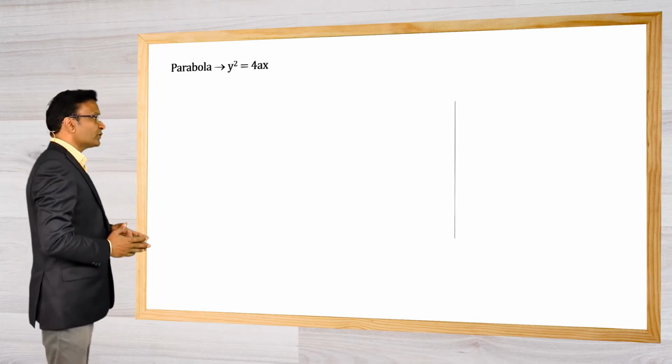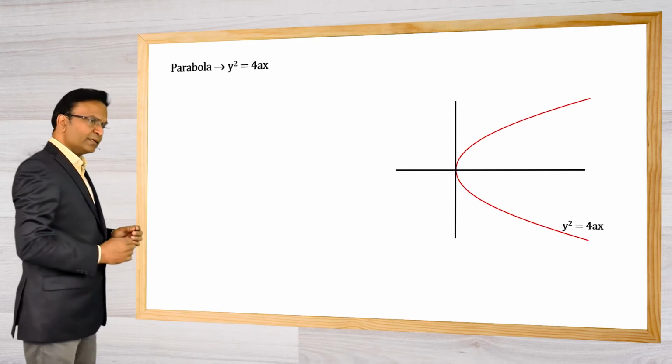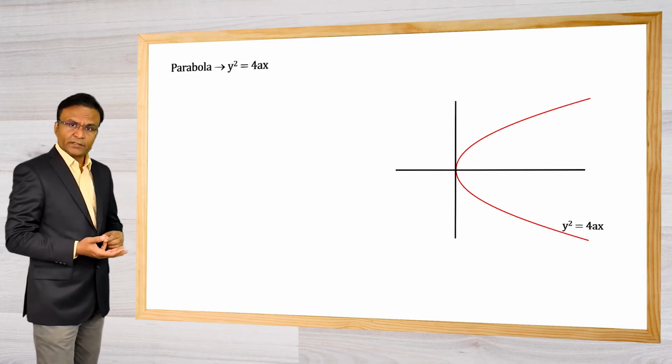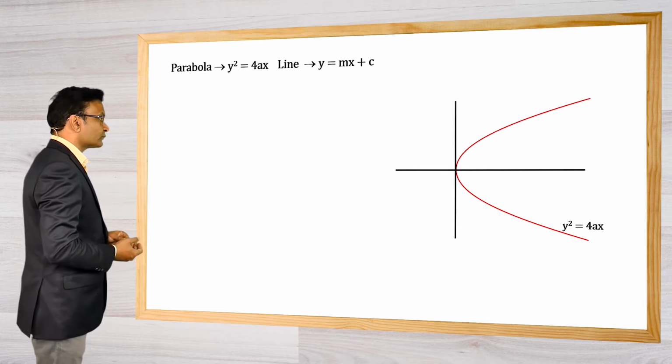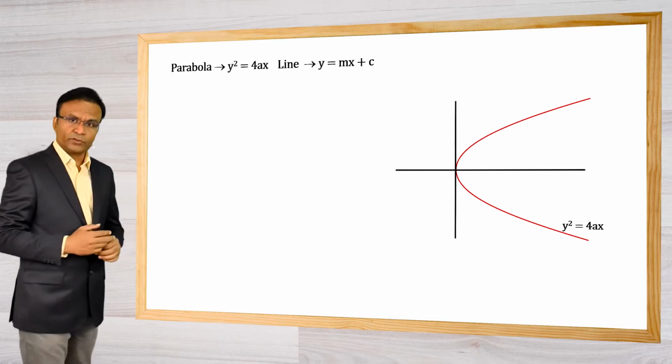Let's put this parabola. Now consider line with slope m. We can consider equation y is equal to mx plus c. Now let's draw this line with respect to this parabola.